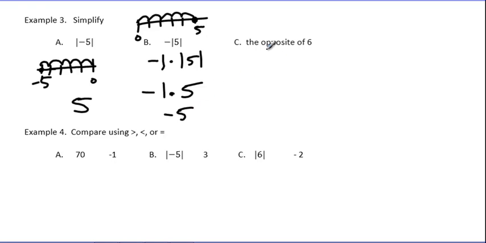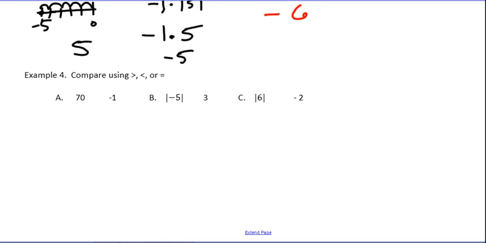Okay. Now, example C, we have the opposite of 6. Sometimes people think absolute value is opposite, and that's not true. Absolute value is a distance measurement, which is always positive. So when we see the opposite of 6, we're talking about negative 6. Okay? That's really what negative means. It's the opposite of. Alright? As we read it.